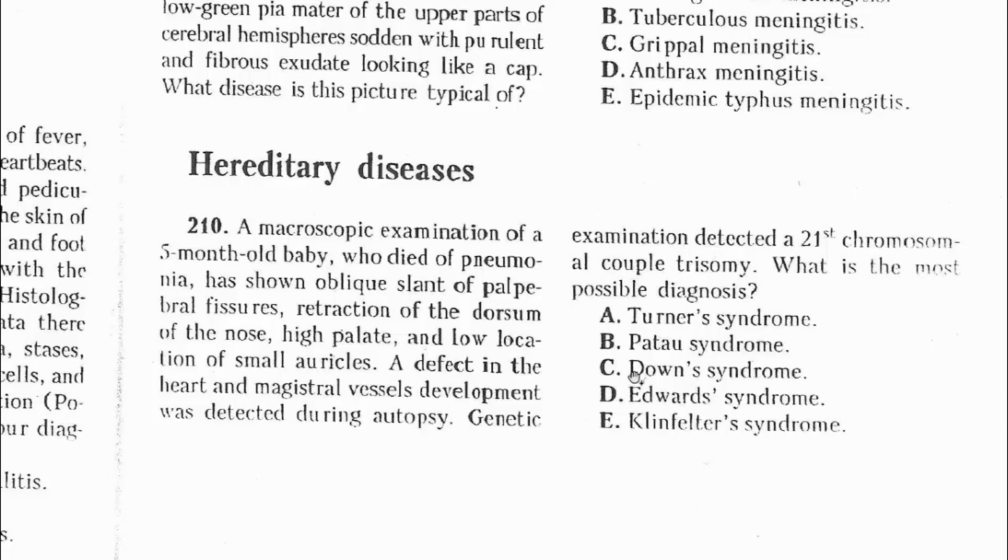C. For Turner syndrome, its karyotype is 45,X0. Then for Patau syndrome, it's trisomy 13. For Edwards syndrome, trisomy 18. And for Klinefelter, whatever you pronounce it, the syndrome is 47,XXY.